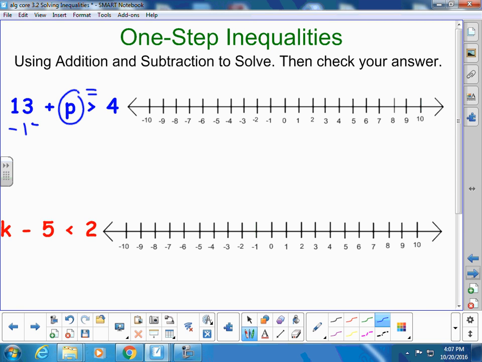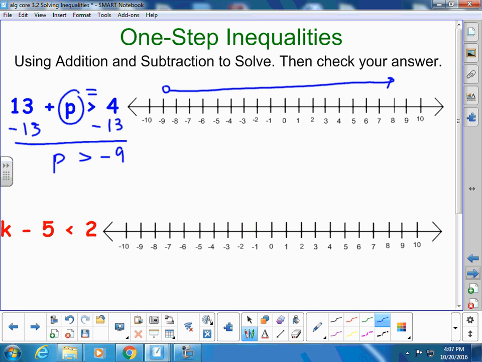And then we subtract 13. So we get p is greater than, we're just going to keep that symbol the same, 4 minus 13, which is negative 9. And now to go and graph it, we have an open circle at negative 9, and it's anything greater than negative 9, so we'll point to the right.